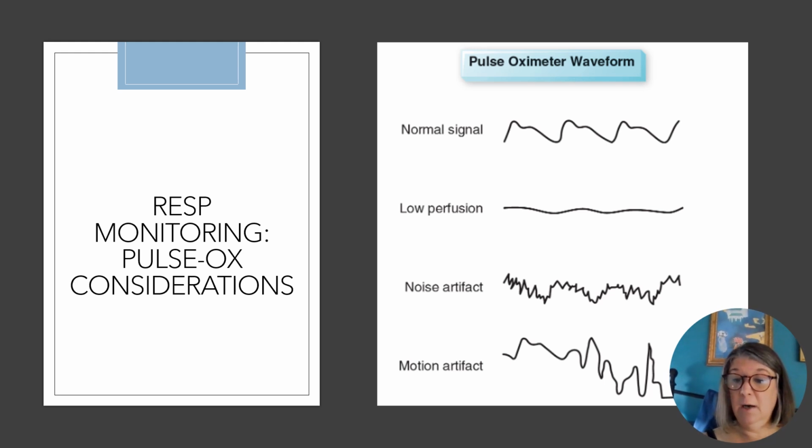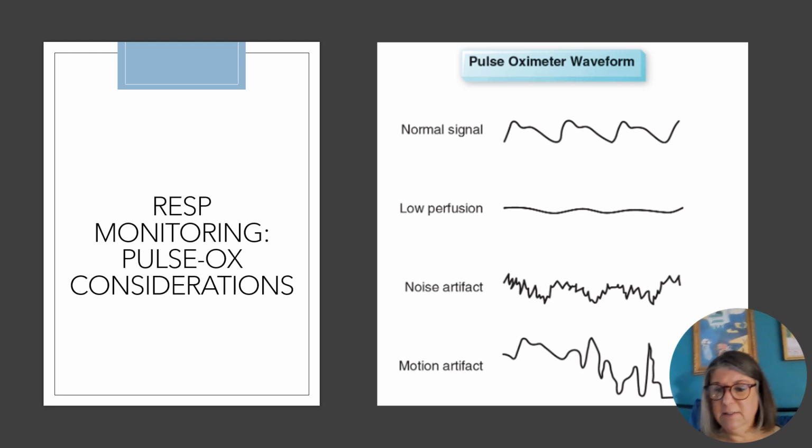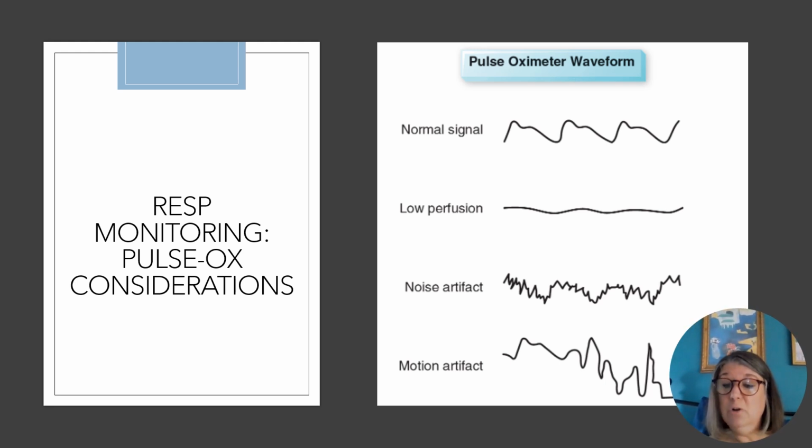So we're reading something that doesn't have anything to do with perfusion. And then motion artifact is related to our person. Maybe they talk with their hands and their pulse ox is on their finger and it's all over the place. That's what this is going to look like. You want to know what a normal pulse ox waveform should look like. All right. So this is slide 43. Take a look at that.